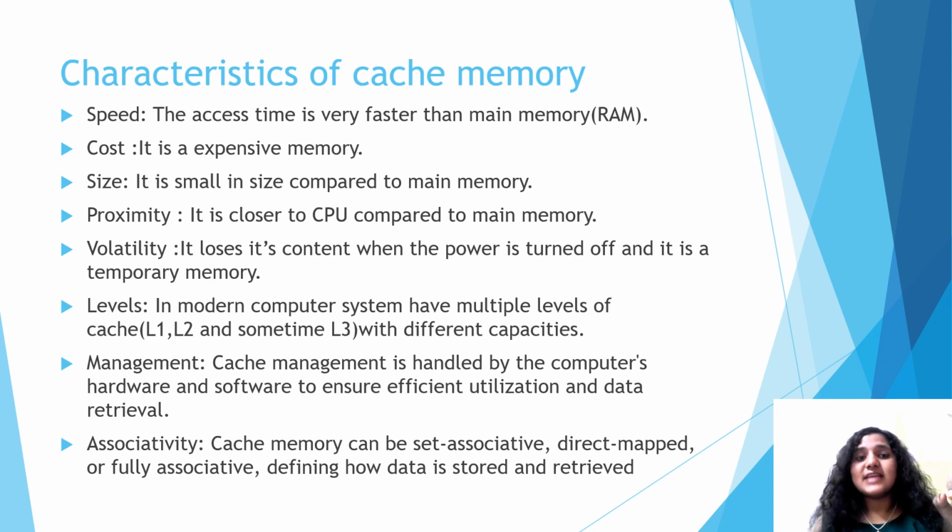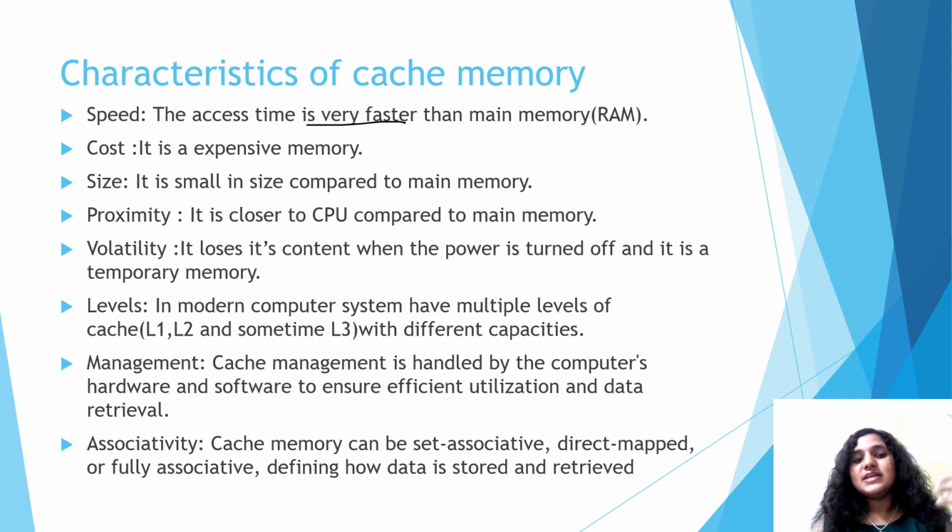Speed: the access time is much faster than main memory. The main memory is the RAM. So the accessibility of data is very high in the cache memory compared to the RAM. Cost: it is an expensive memory compared to RAM. The cost of the cache memory is a bit high, and the size is very small compared to the main memory. Proximity: it is very close, as I said, in between the CPU and the main memory, so the cache memory is nearer to the CPU compared to the main memory. Volatility: it loses its content when the power is turned off, and it is a temporary memory.